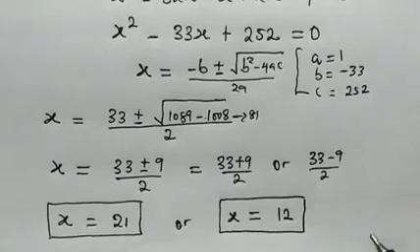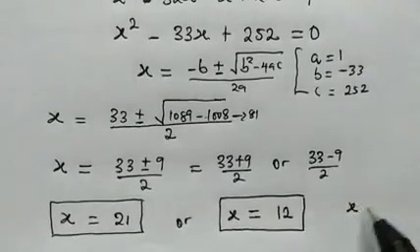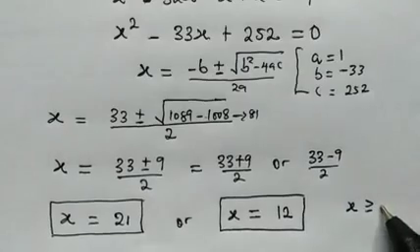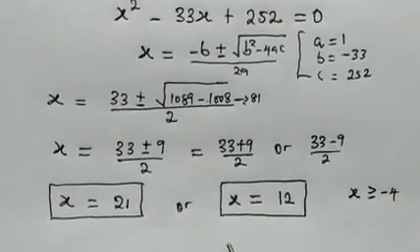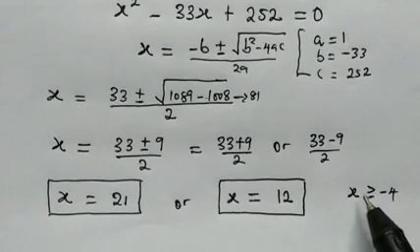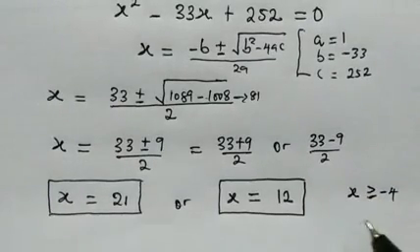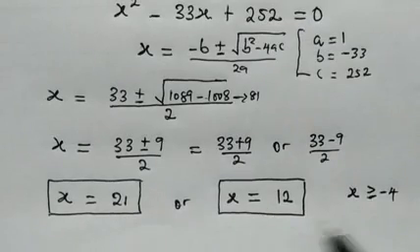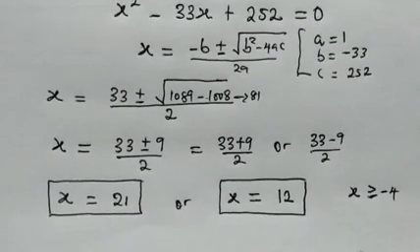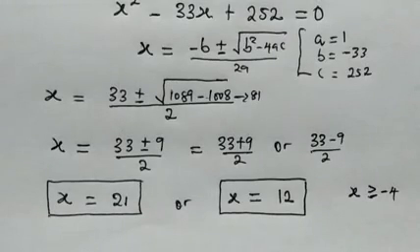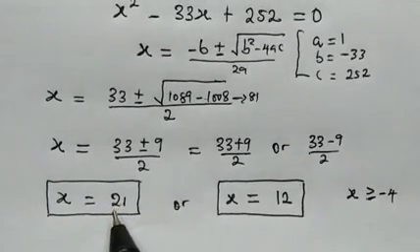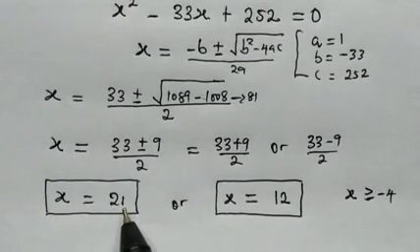Amazing. Now recall that x must be greater than or equal to negative 4. And we can see that all these values here, 21 and 12, are greater than negative 4. But unfortunately, we have an extraneous solution, if I'm not mistaken. And what should be this solution? The extraneous solution we have here is 21.